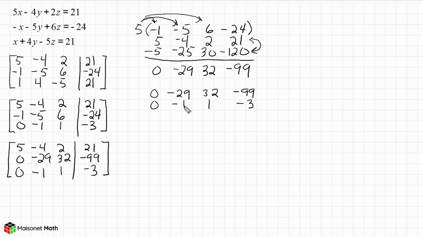So what we're going to do is rewrite -1 as the opposite of -29, which would be +29. So we have to multiply everything in this equation by whatever would turn -1 into +29, which would be -29. So -29 times 0 is, of course, 0. -29 times -1 is +29. -29 times 1 is -29. And -29 times -3 is +87.